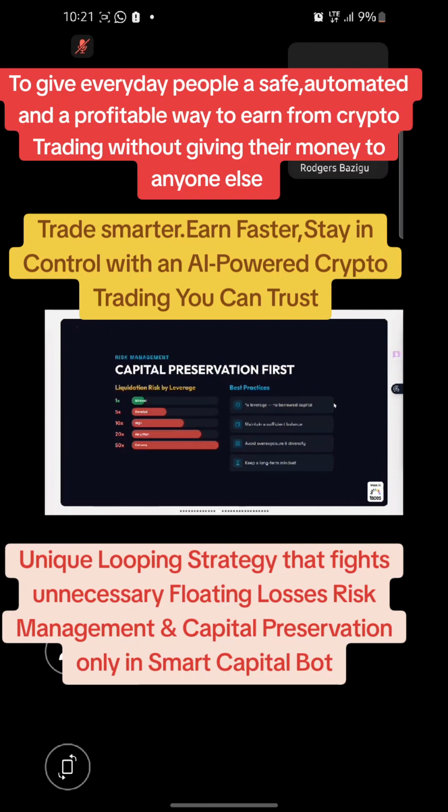So risk management, we all know risk first, and risk management is critical. And we want capital preservation first. So the smart capital bot uses a leverage of 1x only, no borrowed fund. That means no liquidation risk like you see with high leverage trading. So your capital stays safer. Of course, proper capital management is still your responsibility.